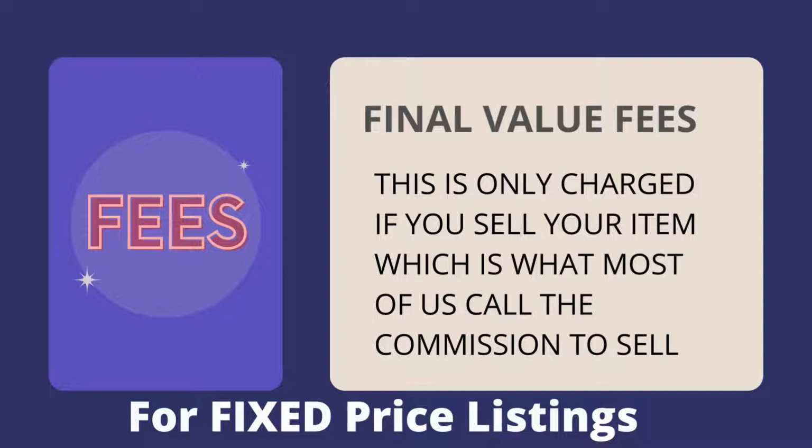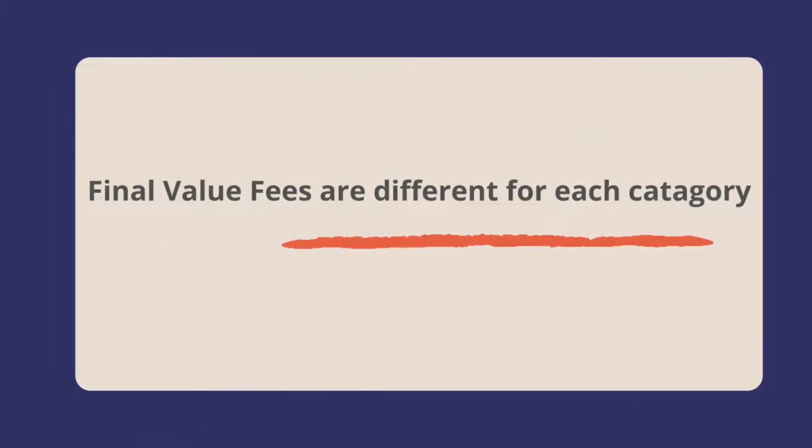So let's also talk about another fee. It's called the final value fee. This is only charged if you sell your item, which is what most of us call a commission to sell. So you could compare this to Poshmark's 20% commission. So on eBay, it's called a final value fee, and you only have to pay that once the item sells. So final value fees are different for every category.